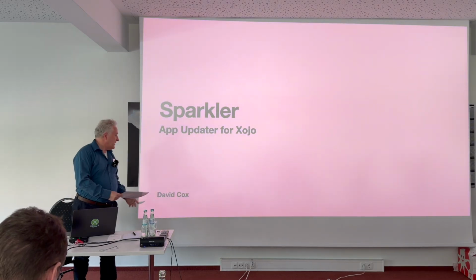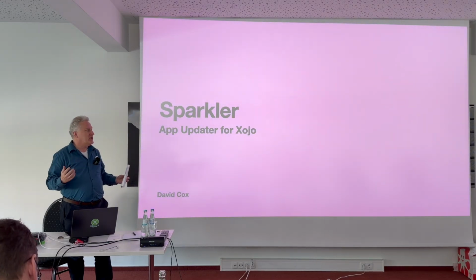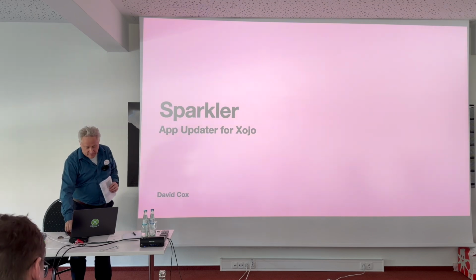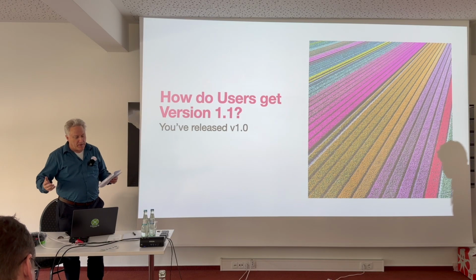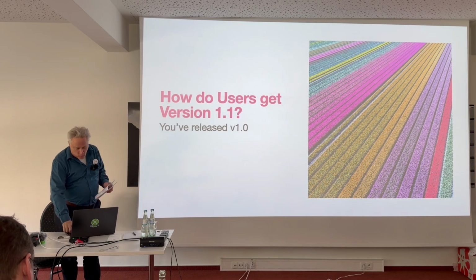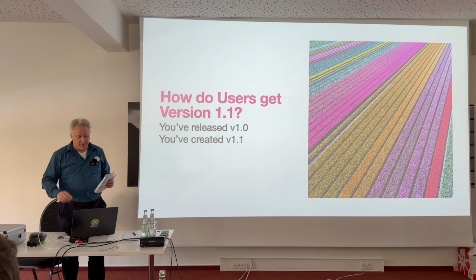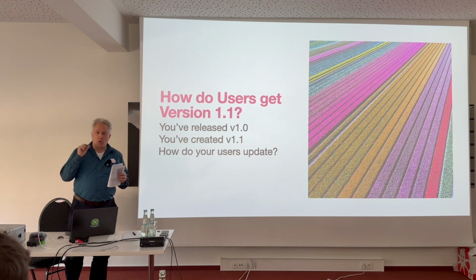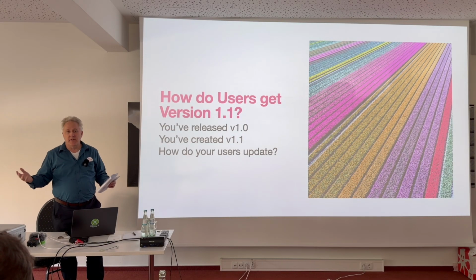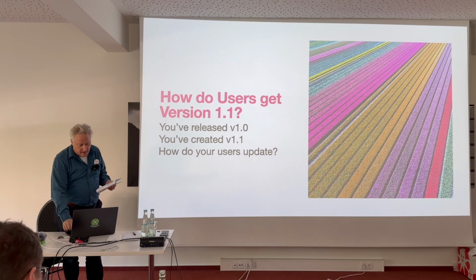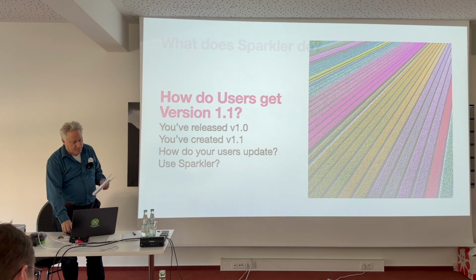Okay, as you already know, my name is David Cox, and I'm going to tell you about an application technology that I've written called Sparkler. So all of you have built an application and released version 1, and now you've created version 1.1, version 2, whatever it is, a later version. And the question is, how do you get your users to update or even know about the next version that you have created? And one possibility is to use this technology called Sparkler.